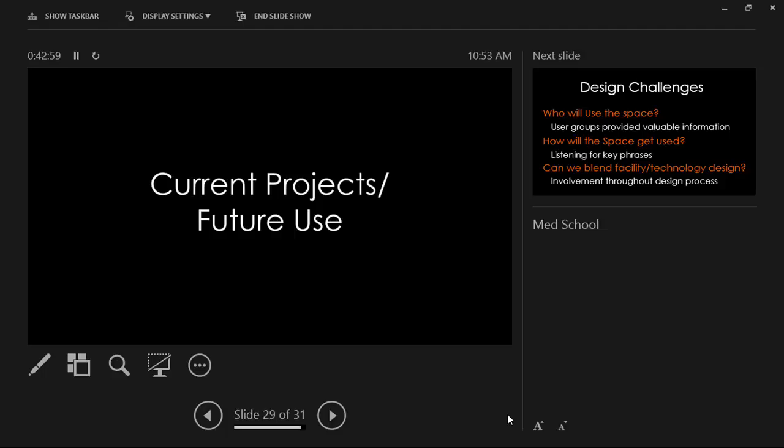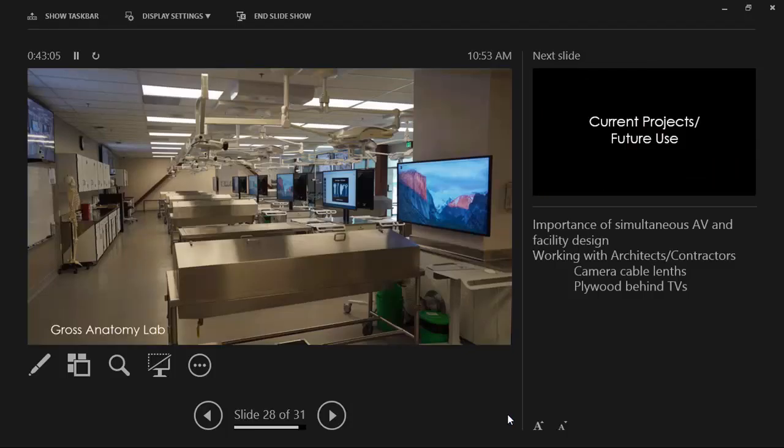So, current projects or future use. Some of the things that we're working on now, there's a couple of projects that it's interesting to get to work on, get to see how the students use the technology. One of the things that I've seen both the high school students and the university students do is they have a club in the afternoons that meets, and they've been working on presentations.